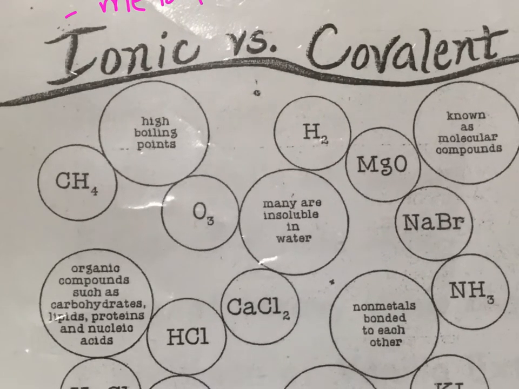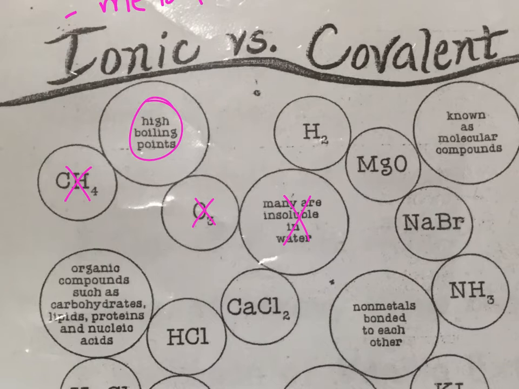So CH4, methane. Covalent. Okay? So high boiling points. This is ionic. Okay? O3. Covalent. Many are insoluble in water. This one's covalent. Okay, when you guys get your lab back, you'll study those lists. All right. Insoluble means does not dissolve.